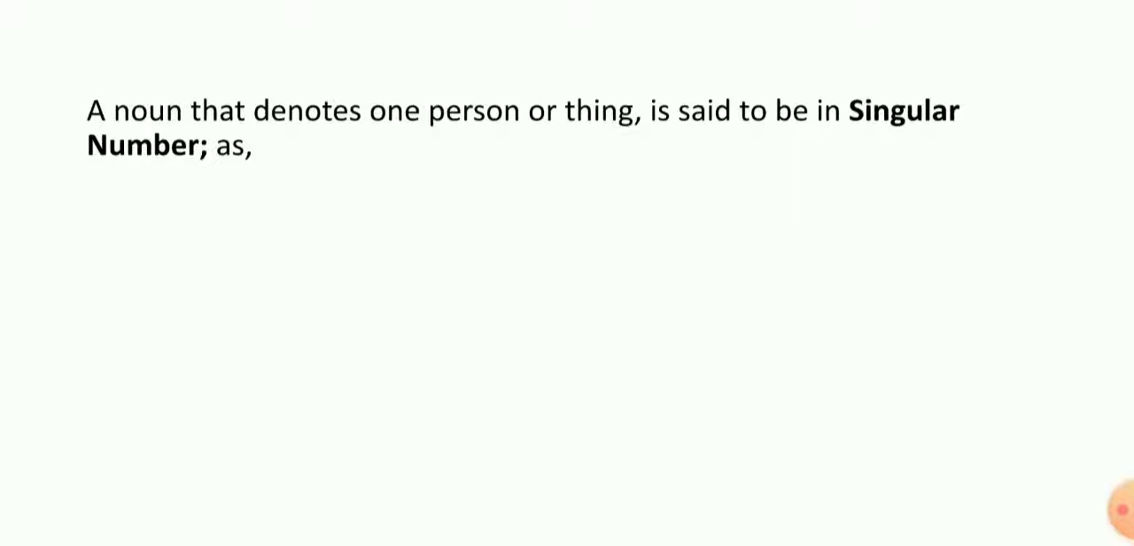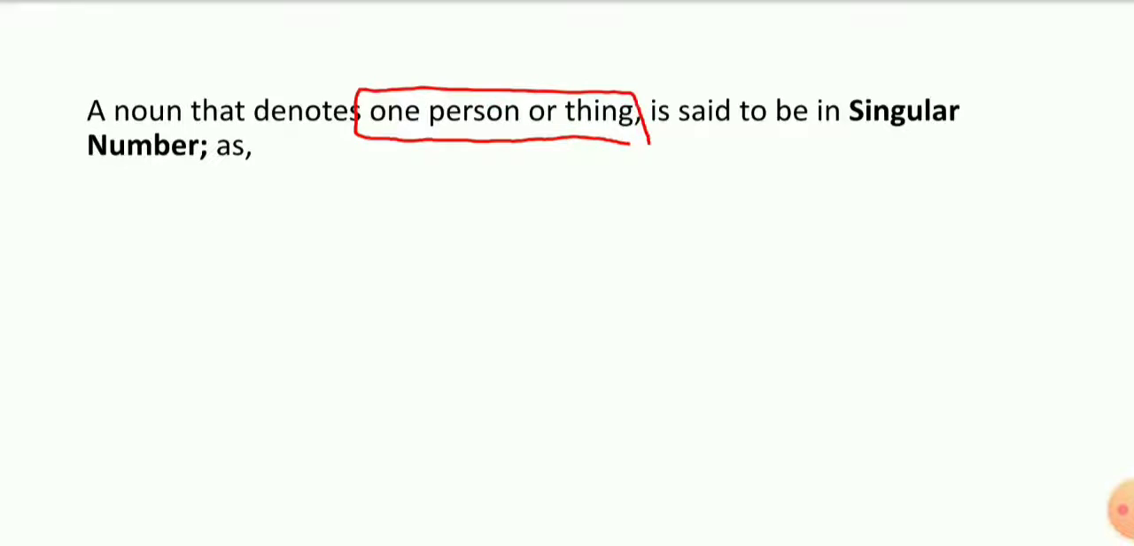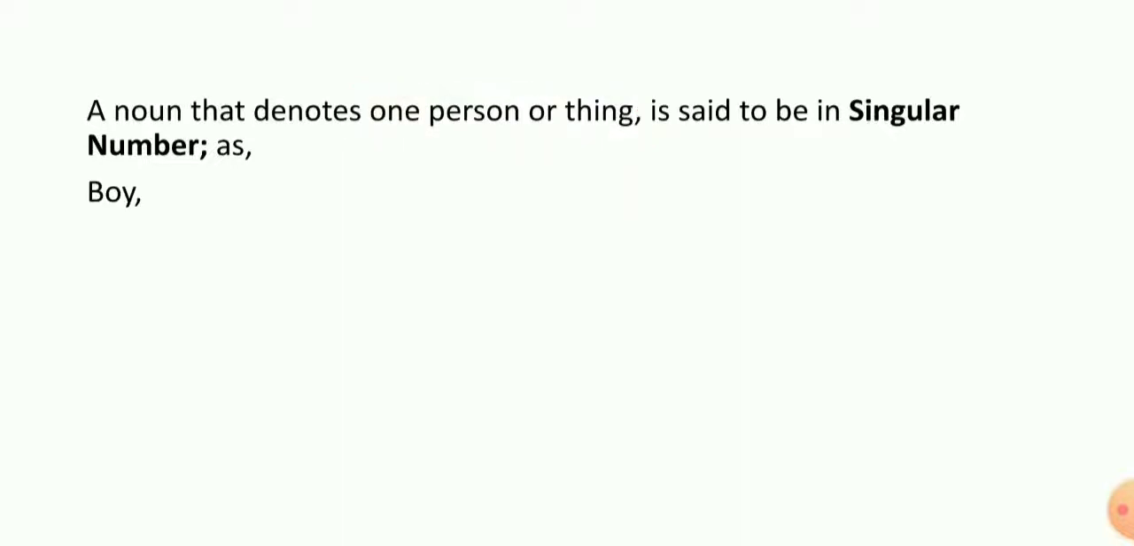A noun that denotes a person or thing is said to be in singular number. Singular, what stands for singular? A singular noun or singular pronoun is one person or one thing, and is called singular. Examples are boy, girl, pen, and so on.